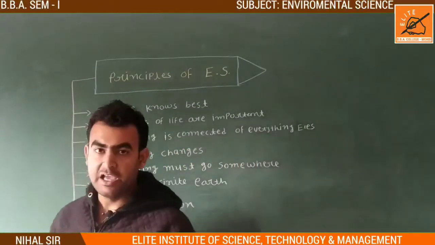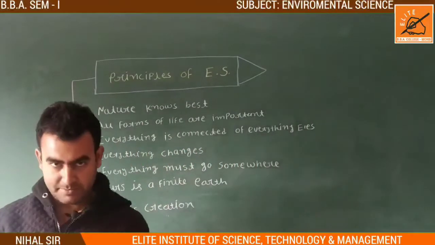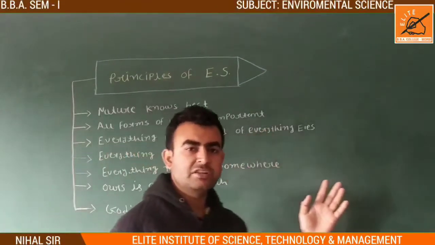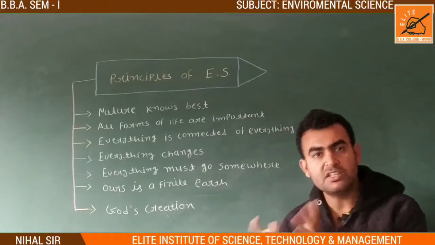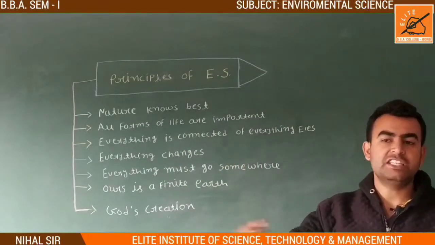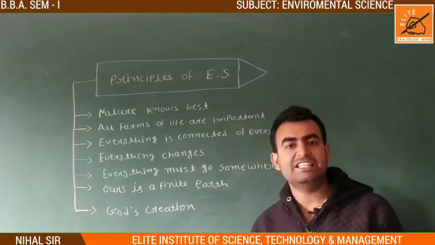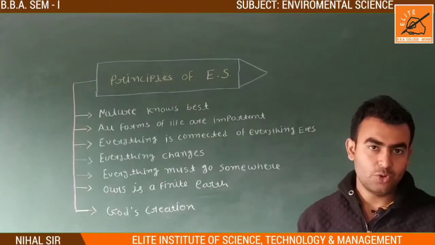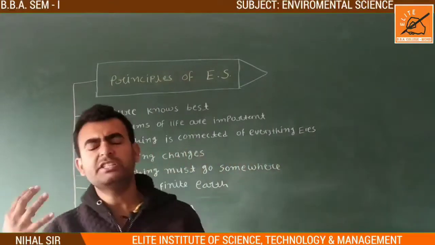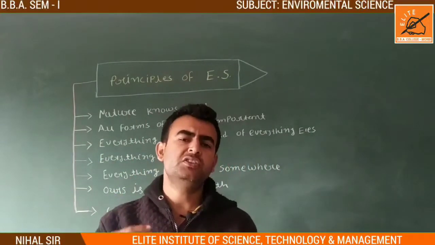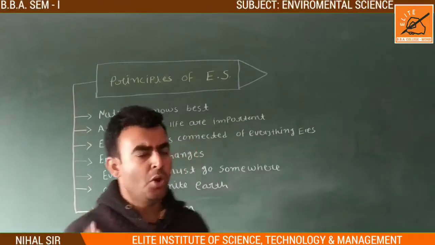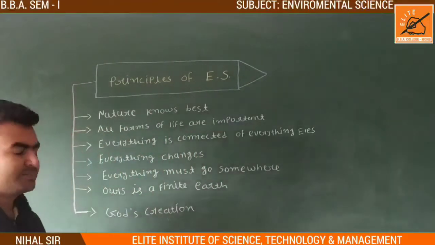If humans think that in our environment we don't need any biological or non-biological things, then humans are wrong. Without these biological and non-biological things, humans cannot exist on earth. So all the elements, biotic or abiotic, are most important for living organisms. Without them we cannot survive.